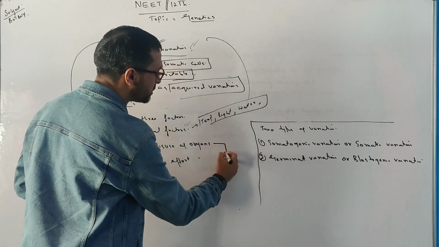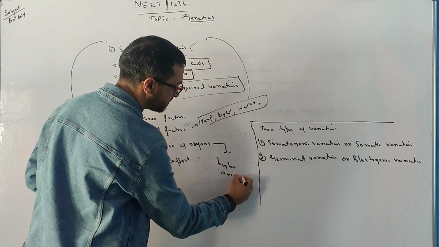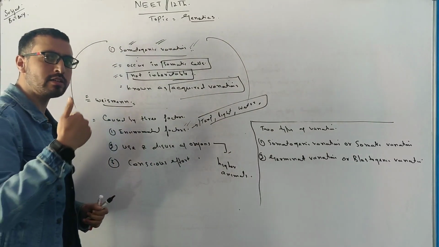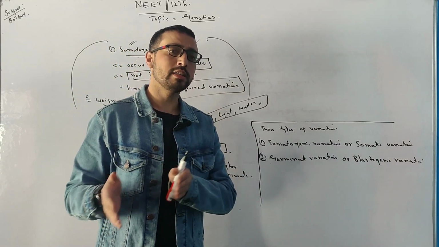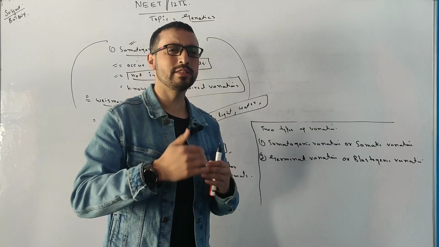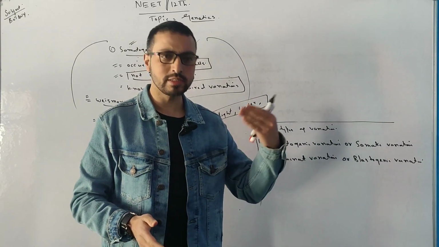Use and disuse of organs is observed in higher animals. Because if you put an organ in continuous use, that organ develops more as compared to the organ that is used less. That develops less as compared to the organ that is put in continuous use.